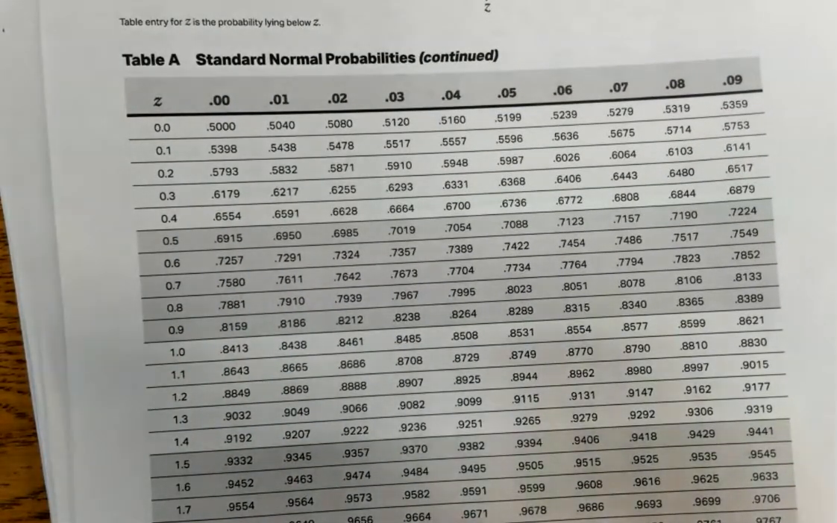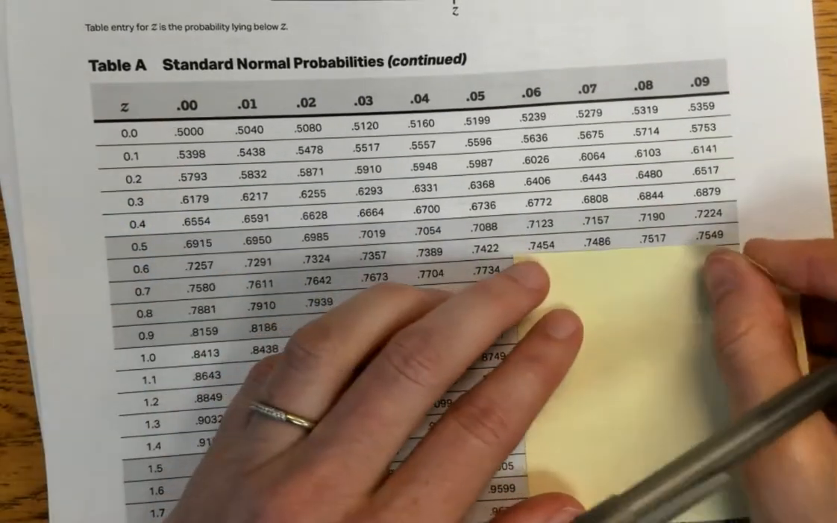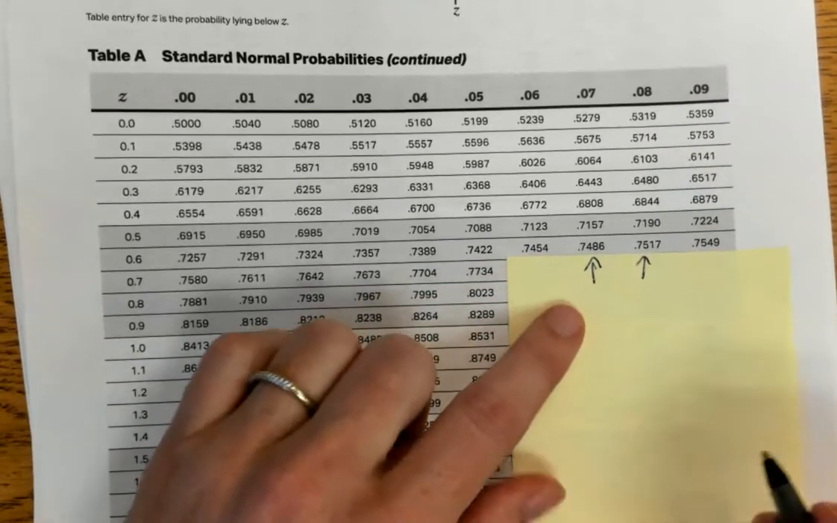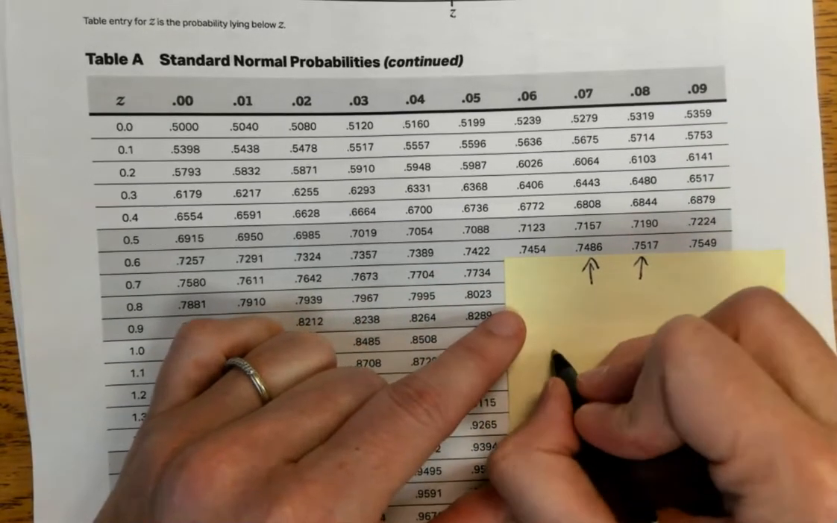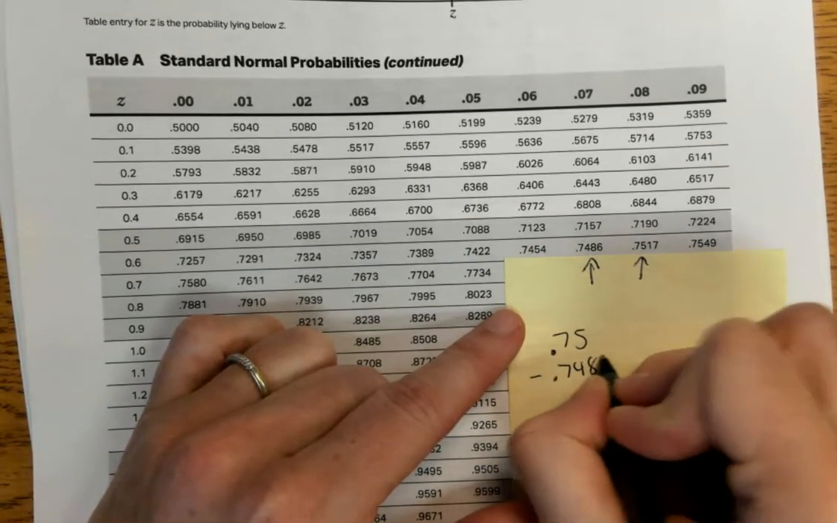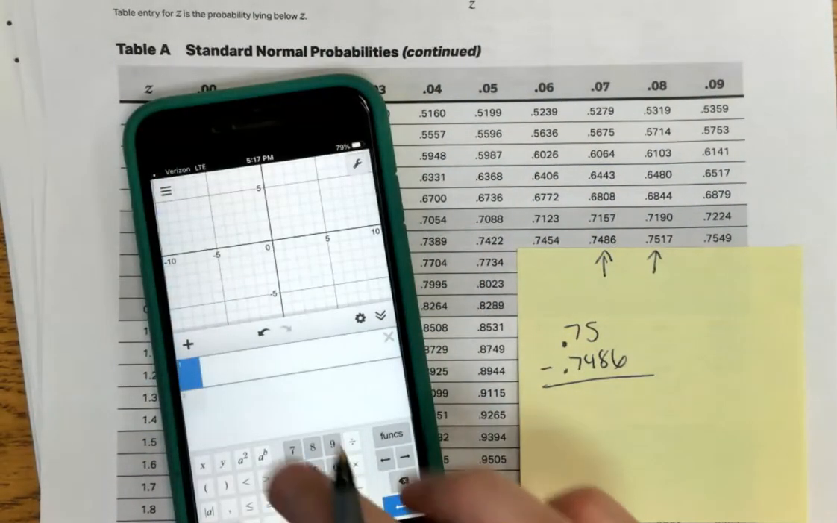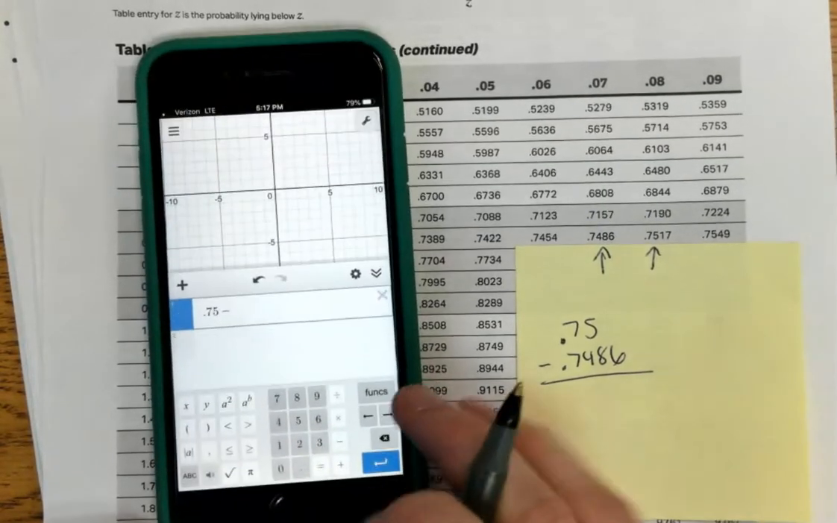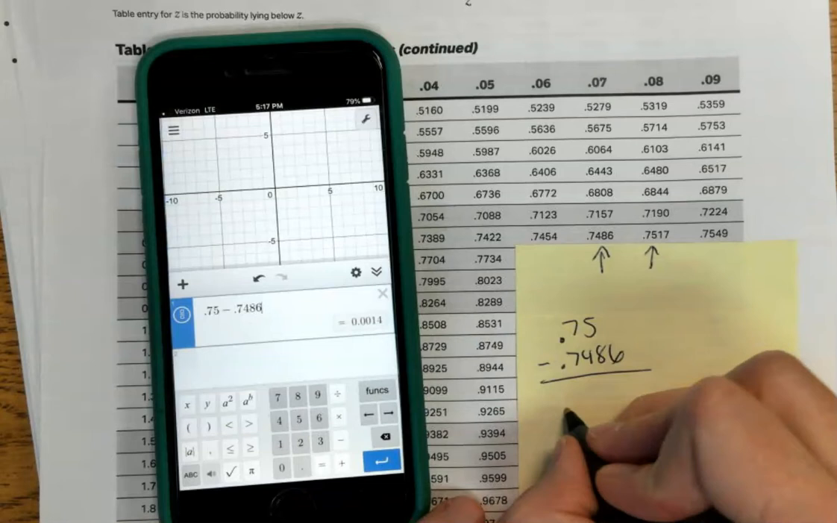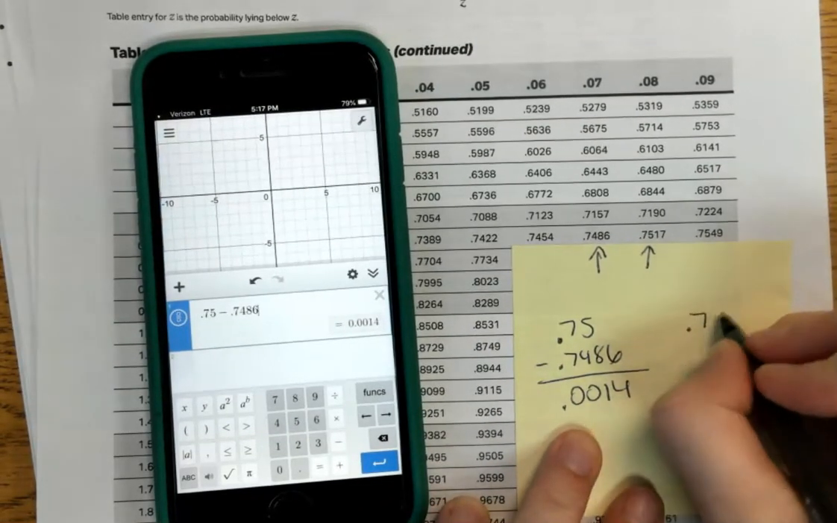And I'm not going to get it exactly, so I need to find the number that's closest to it. So it looks like 0.75 could be either here or here. So I need to figure out which one is closer to 0.75. And I'm just going to do that by subtracting and see which one has the larger difference. All right, so this one has a difference of 0.0014.